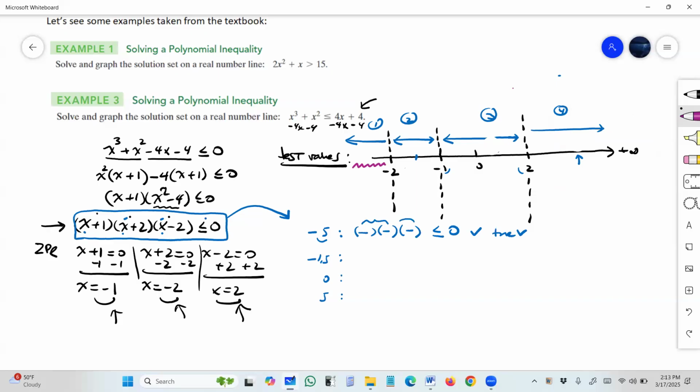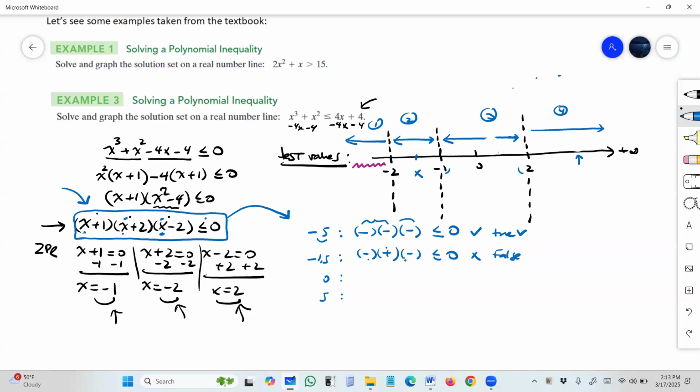Okay. Let's test the negative 1.5. So we go back into the polynomial factor form. So negative 1.5 plus 1 is negative, right? Negative 0.5. Negative 1.5 plus 2 is positive, right? Positive 1/2. And negative 1.5 minus 2 is negative. So negative times a negative is a positive, times a positive is a positive. So this is false. So there's no solution here.